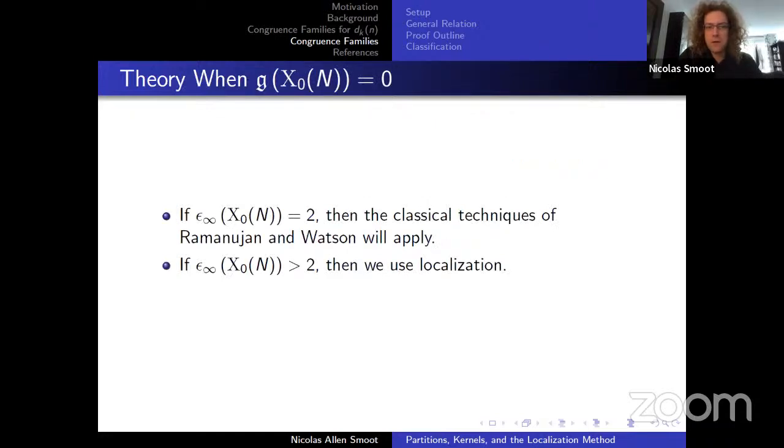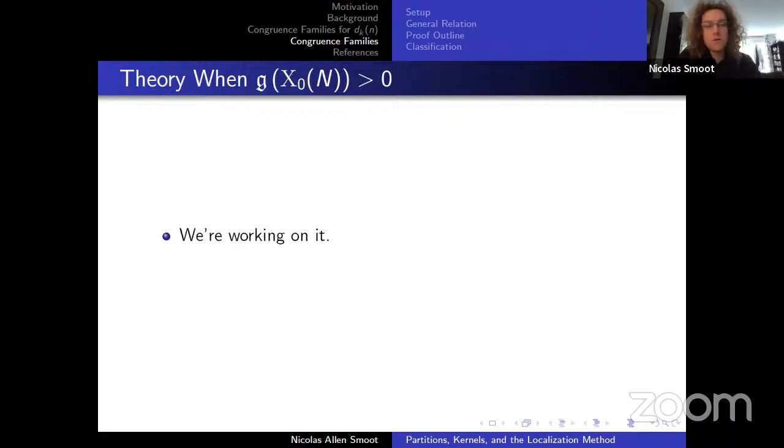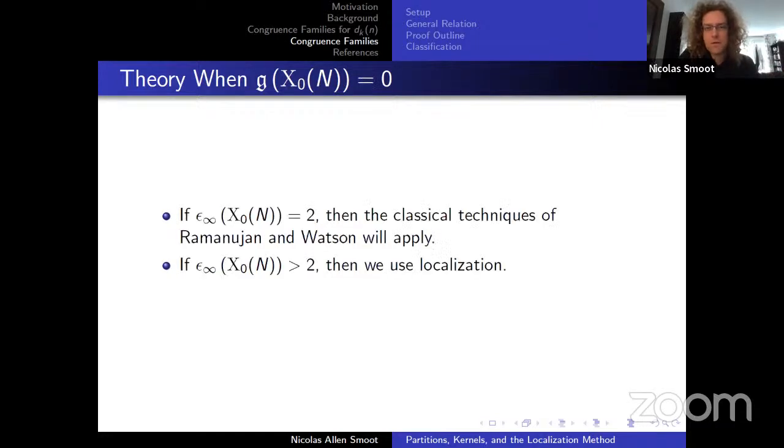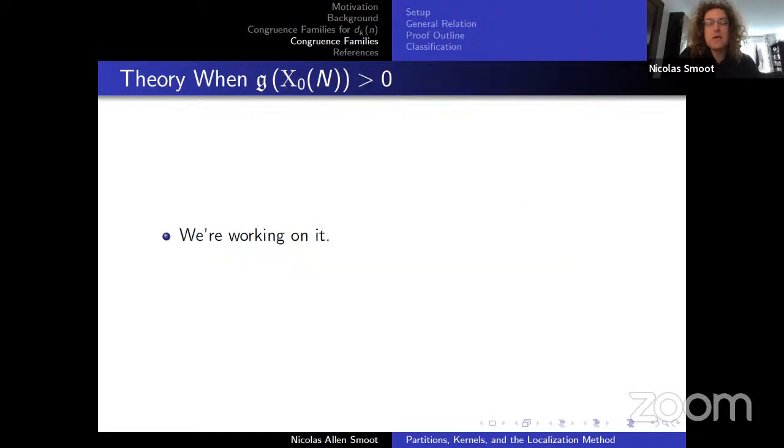And this is when the genus is 0, the cusp count is equal to 2. The classical techniques of Ramanujan and Watson apply. When the cusp count is greater than 2, we use localization. We have rational polynomial expressions. When the genus is greater than 0, it actually looks like the same techniques will work just fine. I'm actually working on a few examples with my colleague at RISC, Gustav, right now. It looks like the genus being greater than 0 can cause trouble, mostly because there's just a lot more work that has to be done. But it looks like you can use similar techniques. So we'll come back to that at a later point.